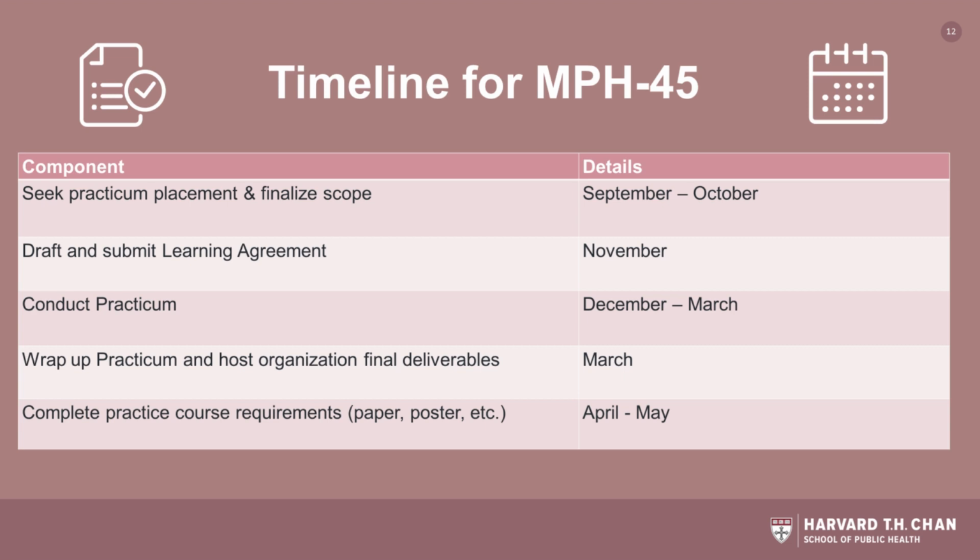In November, the learning agreement will be due. Again, the learning agreement acts as a contract between the student, the host organization, and the practice course faculty, so all expectations for the project are clearly defined before the project actually begins. And students typically conduct their practicum starting in December over winter break. Hopefully the bulk of the work for practicum is completed by March, and by April and May, deliverables and presentations will be due as students prepare for graduation.